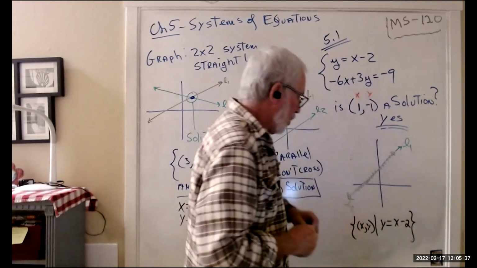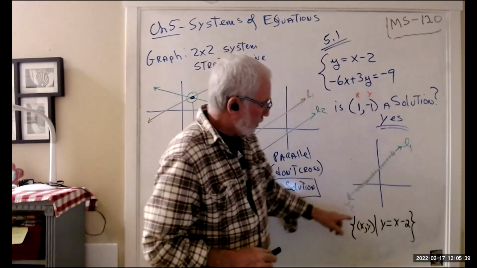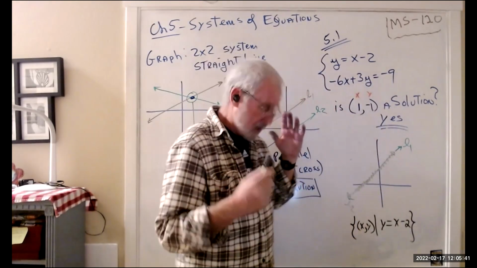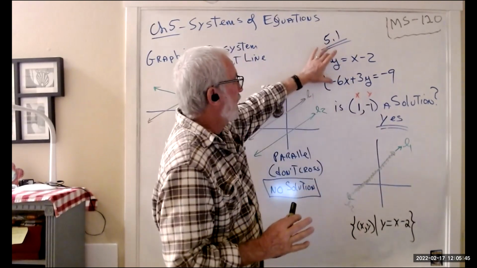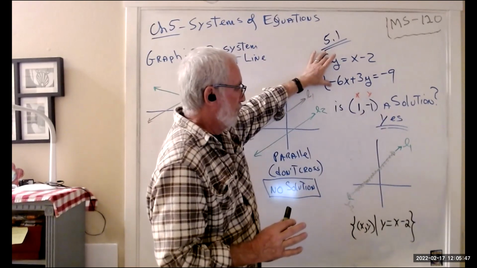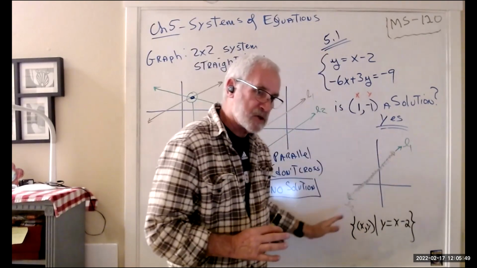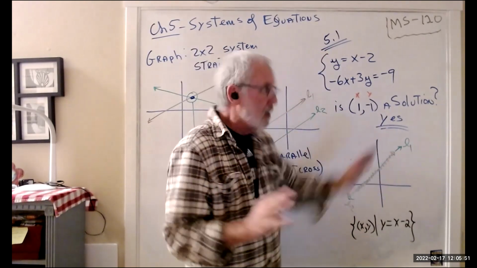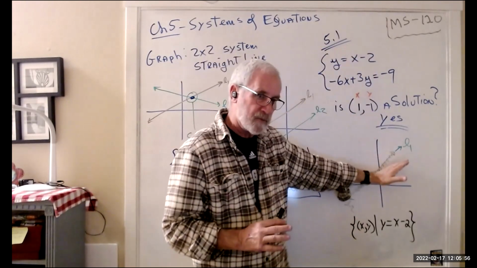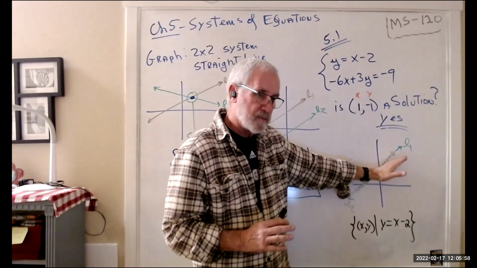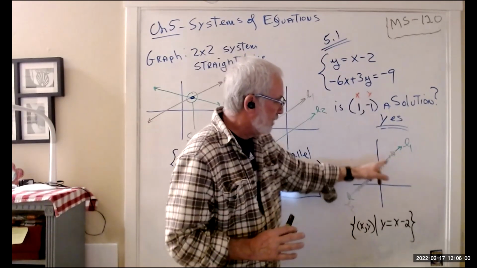Now, okay, pretending that I graphed these two and this was their graph, they were the same line. Just pretend I graphed these two lines, here's their graph. Okay, they cross an infinite number of times.